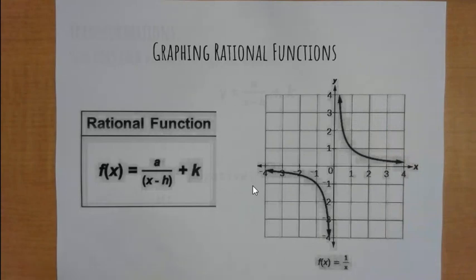So the general version of this parent function would be a over x minus h plus k. And the a, h, and k are going to be causing transformations to happen to this function, just like the other families we've discussed in class, which would include square roots and quadratics. And we're going to be using the same transformational vocabulary that we used back in chapter 1 when we were transforming geometric shapes.